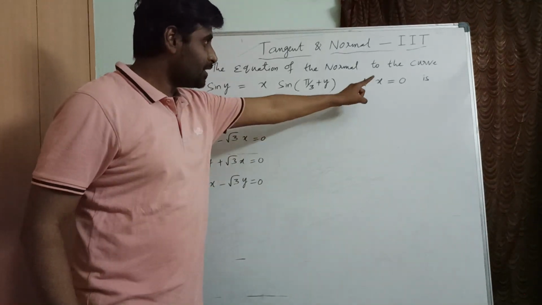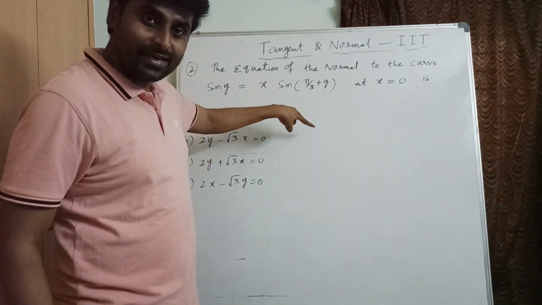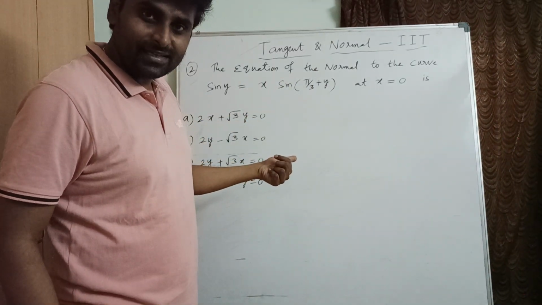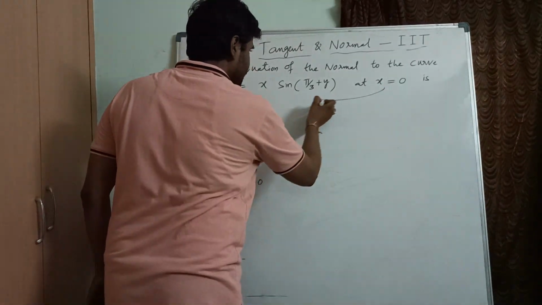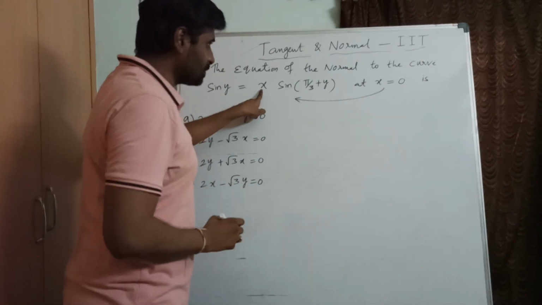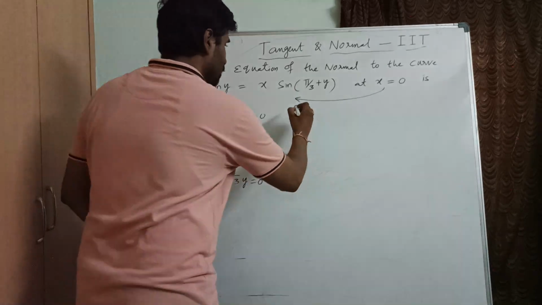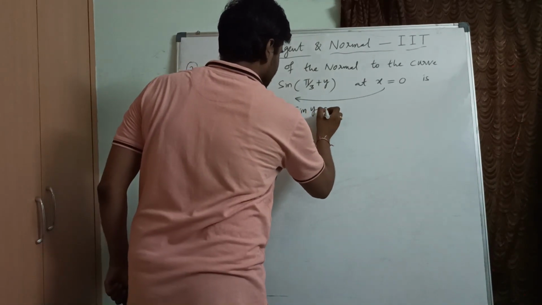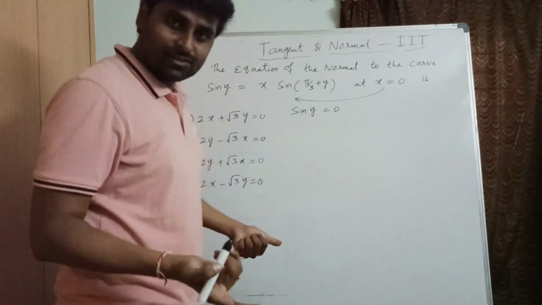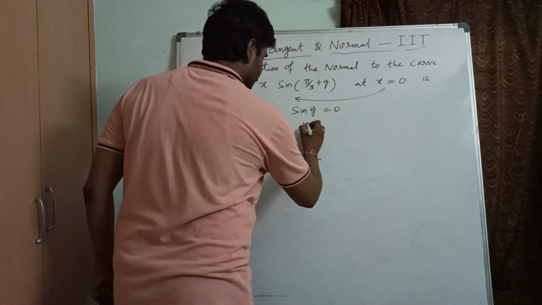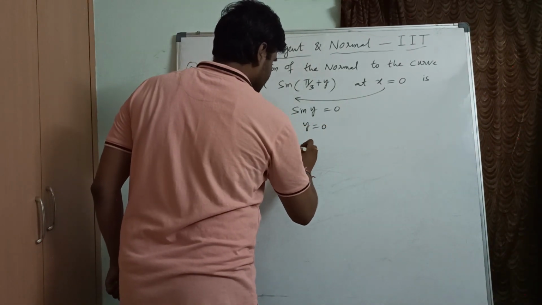Correct? So can I substitute x equals 0? Then what will you get? Y. So from that we'll get the point of contact. Correct? So substitute x equals 0 here. Whenever we substitute x equals 0, 0 into something is 0. So what will you get? Sin y equal to 0. Correct? So when will you get sin y equal to 0? At 0. Correct? So the y value is also 0. So what is the point of contact?